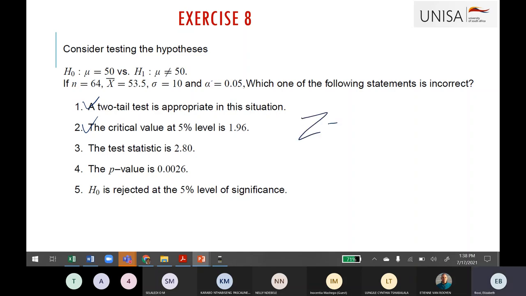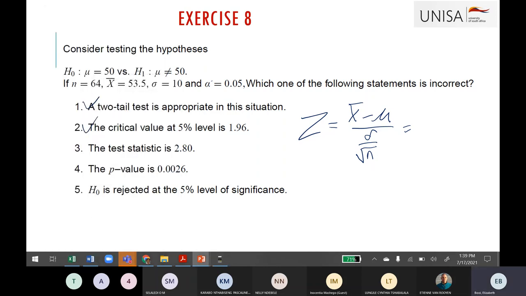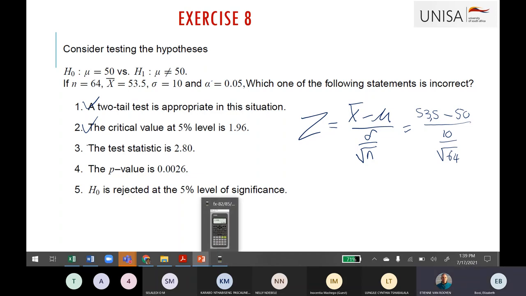Calculate the test statistic. Substitute the values and calculate. What is your mean? Your mean is 53.5 minus your population mean in the hypothesis testing, which is 50, divided by your standard deviation of 10, divided by the square root of 64. Calculate. 2.8 is correct.